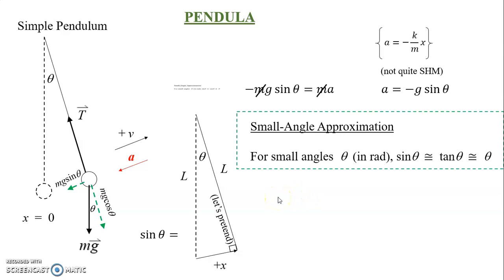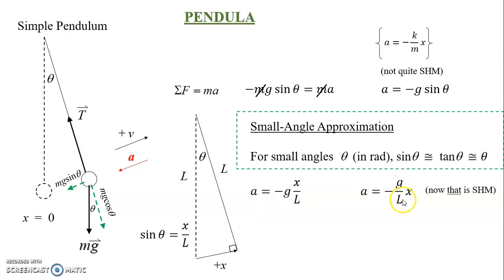So now let's talk about the sine of theta. Well, sine of theta is opposite over hypotenuse. Opposite is x. Hypotenuse is L, and so sine of theta is x over L. In our equation here, we have sine theta. So as long as this angle is small, we can say sine theta is x over L. We can replace sine theta with x over L, and now we have a equals negative g times x over L. If we just regroup that, that's negative g over L times x, and look at that, that is simple harmonic motion. Don't worry about the fact it's a different constant.